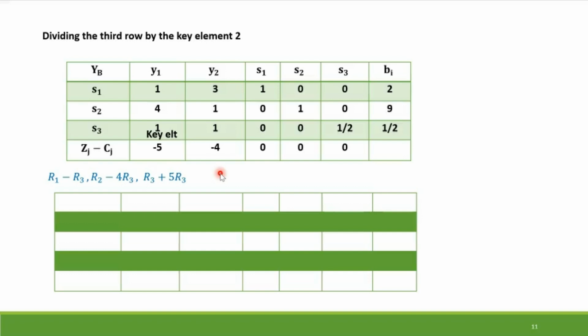So the third row will remain the same. Write the variables first. Tell me what is the first row. What is the first element here? 0. Okay. Second, R1 minus R3. So 1 minus 1, 0. 3 minus 1, 2. Then 1 minus 0, 1. 0 minus 0, 0. 0 minus half, minus half. 2 minus 1 by 2, how much is that?